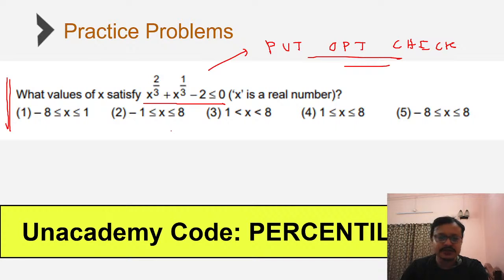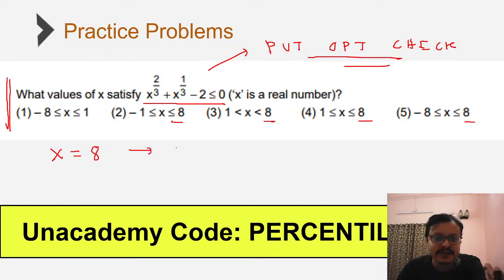So everybody, just try this with options and see what values of x are satisfying. Remember, the equation is x to the power 2/3 plus x to the power 1/3 minus 2 should be less than or equal to 0. As you can see, there are 4 options which are talking about 8. The first thing you do is put x equal to 8 and check whether the condition is holding or not.